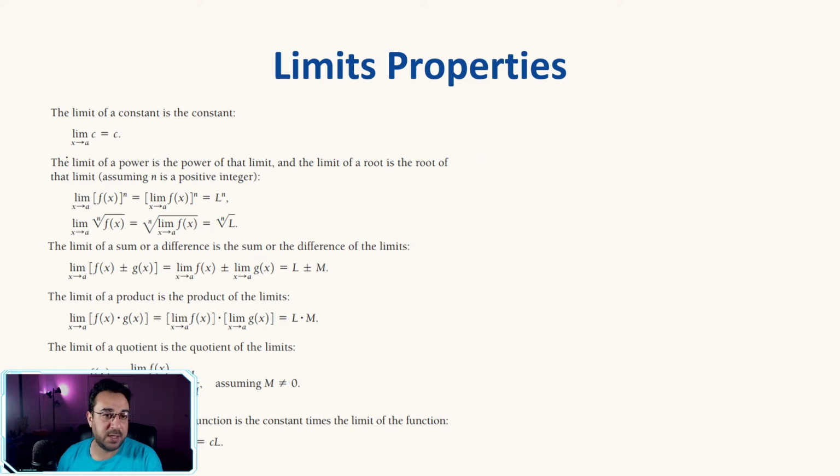So here let's recognize the limit properties. We already introduced one. The limit of c as x approaches a is c, so that's 1. And if you have the limit of a function f of x to the power n as x approaches a, that equals the limit of f of x without the power as x approaches a, all to the power of n. And that equals some constant L to the power n.